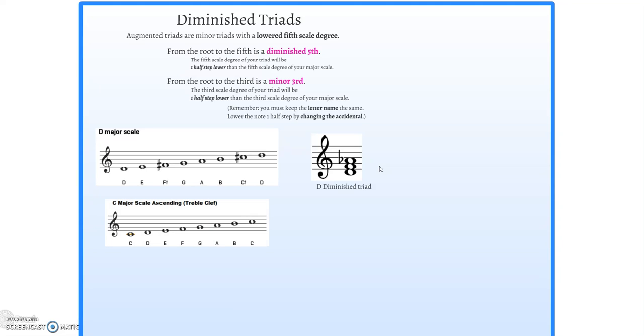Second example is C major. We're going to be making a diminished triad, so we need the root, that is C. We need the third lowered by a half step, which will be E flat. And we need the fifth lowered by a half step, which is G flat. So C, E flat, G flat. There they are. C diminished triad.